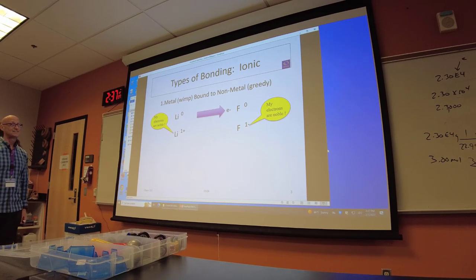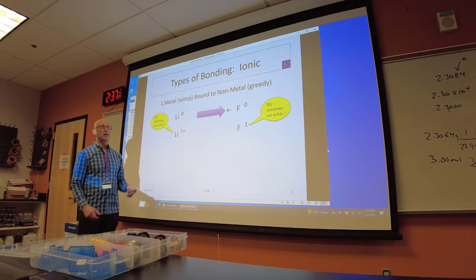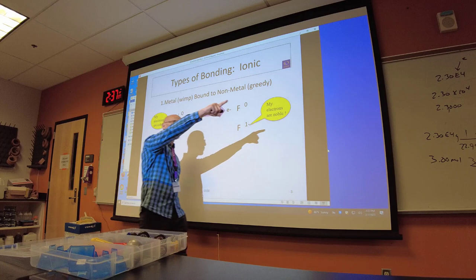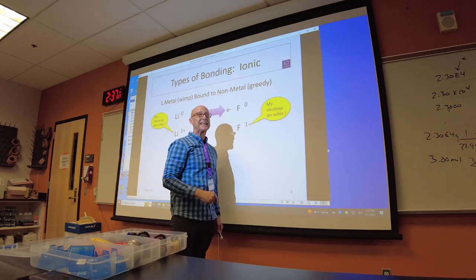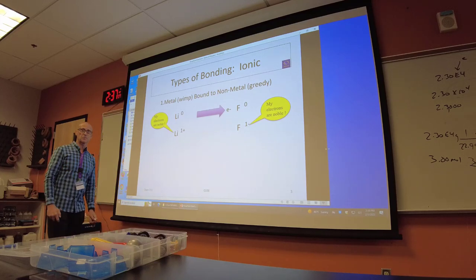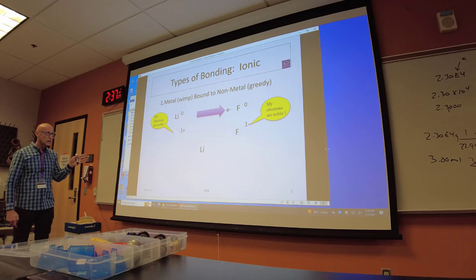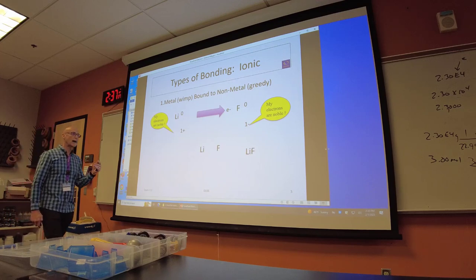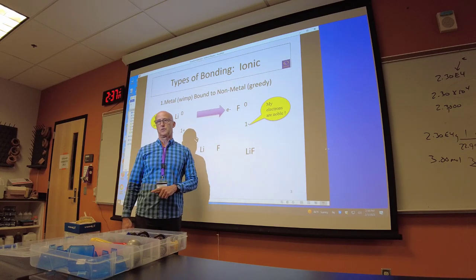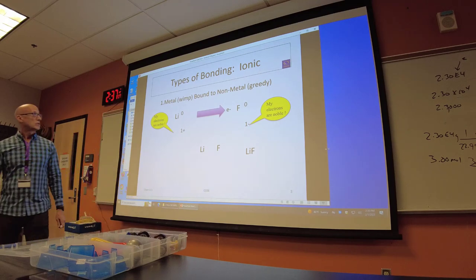By the way, in achieving that charge, they're both noble-gas-like. Lithium lost one, so it's a lot like helium. Fluorine gained one, look where it's sitting. When it gains one, it looks just like neon. See, they're still using that Lewis concept. And then they bond by charge. When you write them together, you just write them without the charge. It's assumed that the charges cancel. These are called ionic compounds. Good stuff?